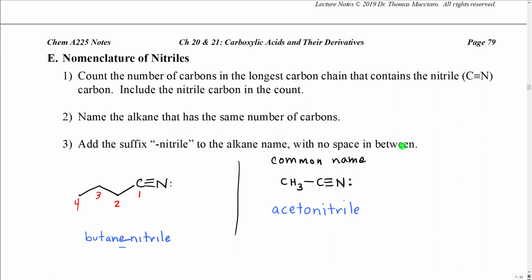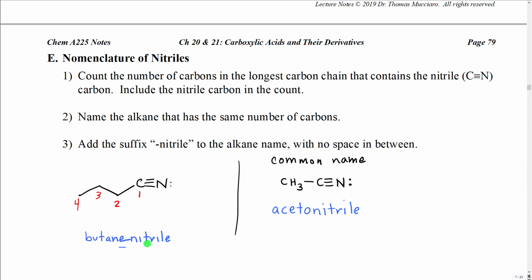Finally, then, we're going to look at the nomenclature of nitriles. The nomenclature of nitriles is fairly straightforward. What we're going to do is count the number of carbons in the longest carbon chain that contains the nitrile. We include the nitrile carbon when we count it. So we start counting here, not there. Therefore, this one has 1, 2, 3, 4 carbons. It's a but. We would put in the unsaturation if there were one: ane, ene, ine. Then we would append the suffix nitrile.